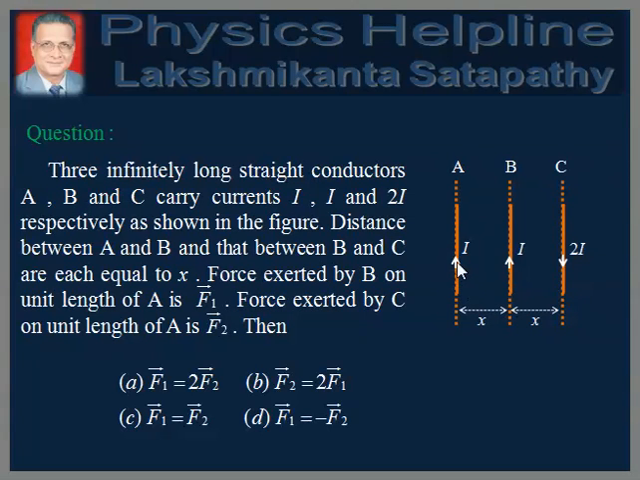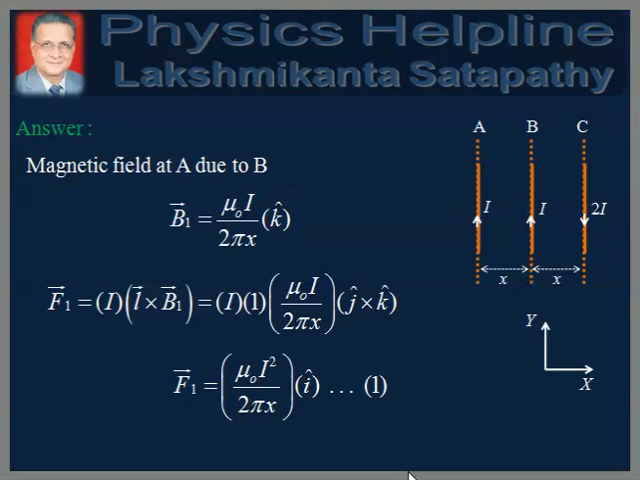Now, the force per unit length of A due to current in B is F1 and the force per unit length of A due to current in C is F2. We are required to establish a relation between F1 and F2. This will be a vector relation. Now for the answer.